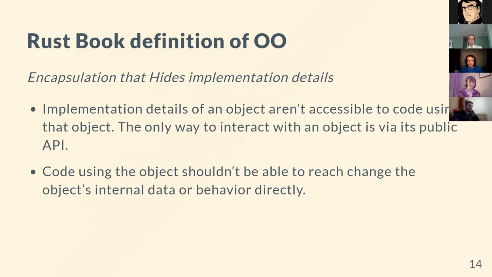Encapsulation that hides implementation details. So the implementation details of an object aren't accessible to code using that object, and the only way to interact with an object is via its public API. So it's just straightforward, really. When you write code, you're talking about the actual operations you want to do, not about specifically manipulating bits of data. It's an abstraction technique to prevent data and information leakage across other areas of the system. In theory, it should mean that your code ends up being more descriptive.